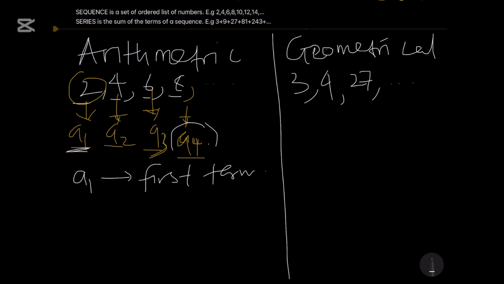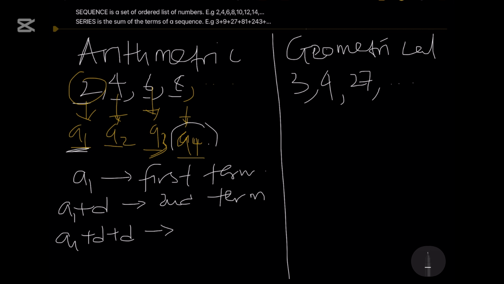This is our first term, A1. So for us to get our second term, it means we add our common difference to our first term. We get the second term. So for us to generate the third term, we add the common difference to the second term. So that will be A1 plus common difference plus common difference.